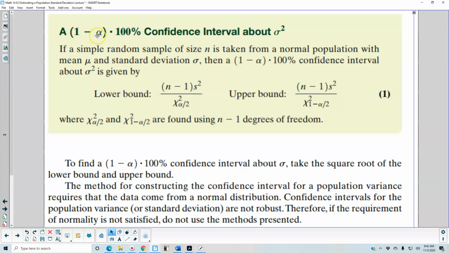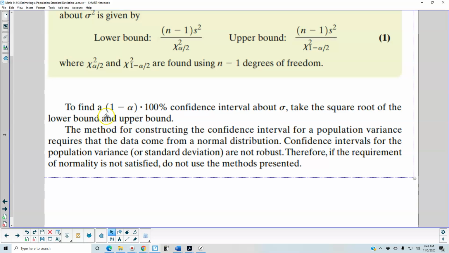A (1 minus alpha) times 100% confidence interval about the population variance: a simple random sample of size n is taken from a normal population with mean and standard deviation. Then a (1 minus alpha) times 100% confidence interval about the population variance is given by the following. The lower bound is n-1 times the sample variance, or the sample standard deviation squared, over the chi-square critical value on the right. The upper bound is n-1 times the sample standard deviation squared over the critical value on the left, where the critical values are found using n-1 degrees of freedom.